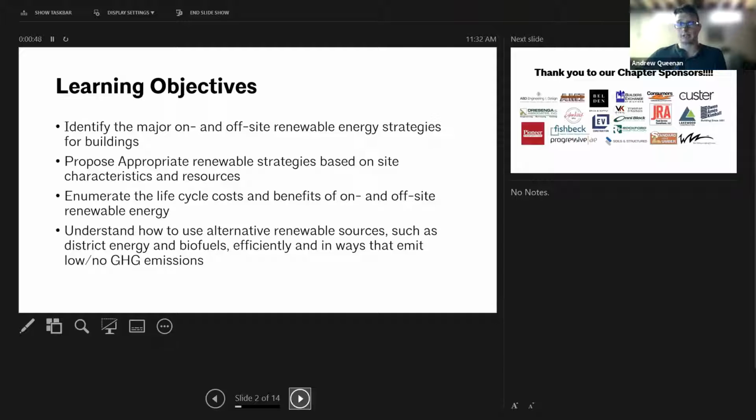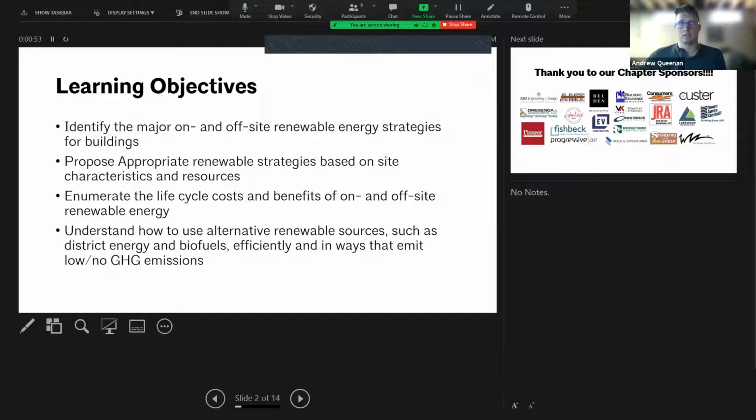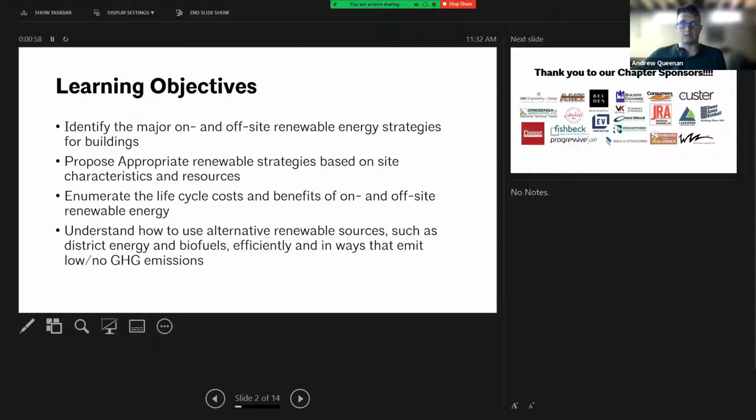To cover the learning objectives quickly, we'll be looking at major on and off-site renewable energy strategies, being able to propose appropriate strategies based on site characteristics and resources, and discussing life cycle costs and benefits of on and off-site renewable energy, as well as how to use alternative sources such as district energy or biofuels, with the goal being low or no greenhouse gas emitting fuels.